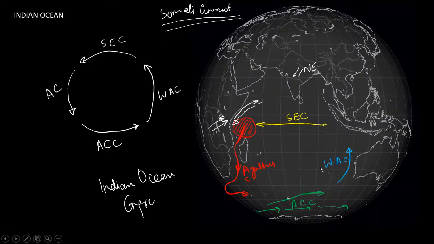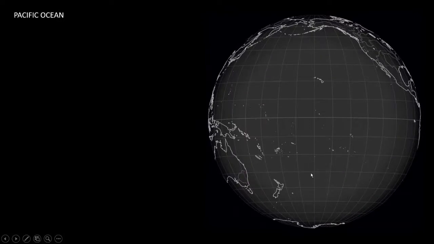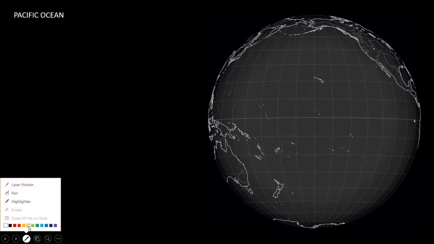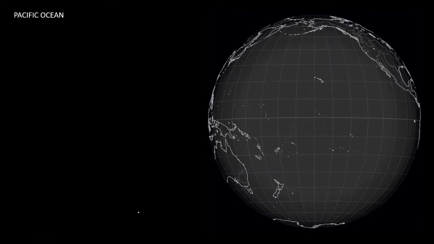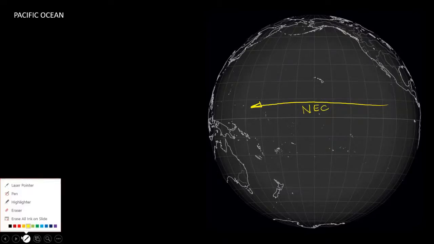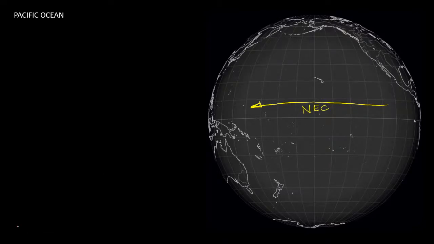Now, if we come to the Pacific Ocean, there are two parts in the Pacific Ocean, Northern Pacific and the Southern Pacific. So let us first talk about the North Pacific. In the North Pacific Ocean, which is a huge ocean, along the equator flows the North Equatorial Current. This North Equatorial Current brings a lot of warm water which piles up on the western side of the Pacific Ocean in both the hemispheres.